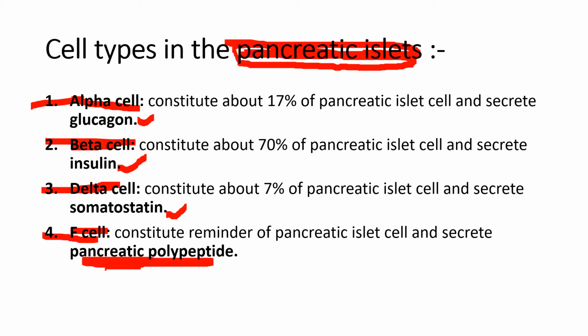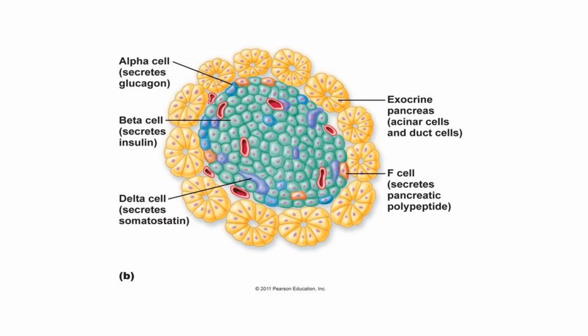The alpha cells contribute 20% in the pancreatic islets, beta cells contribute 70%, delta cells have a 7% contribution, and the F cells contribute the remainder of the pancreatic islets. Okay, so remember their percentage contribution. The percentage is important.